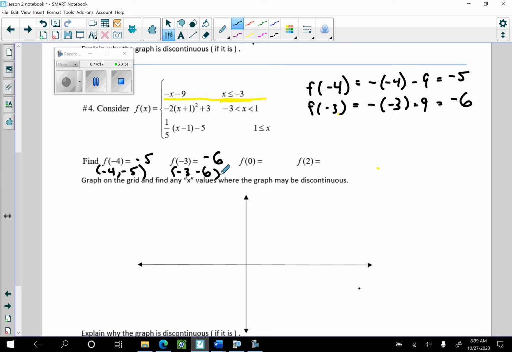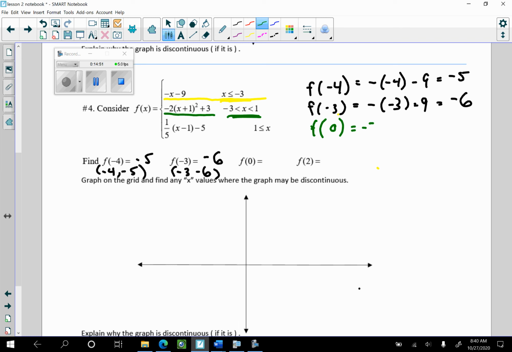F of 0. Where in the world is f of 0? Well, 0 is here, so I'm going to use the middle part. Hey, this is a quadratic, and I'm going to show you how to graph that quadratic without a graphing calculator. We're going to look at it with the graphing calculator as well. So if I put 0 in that, I'm going to do this one in green. I want f of 0.